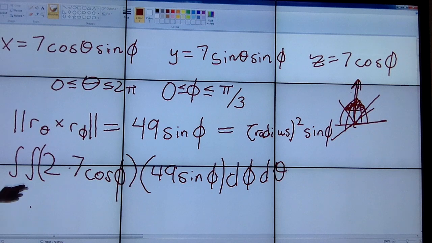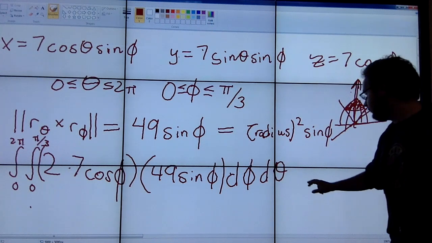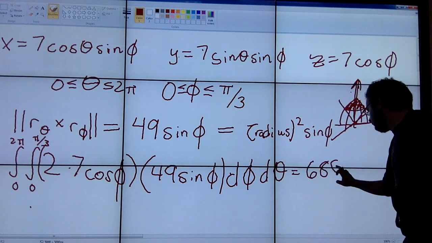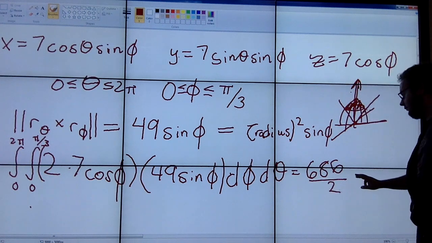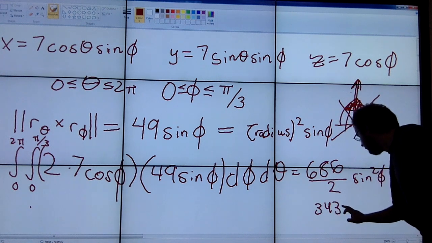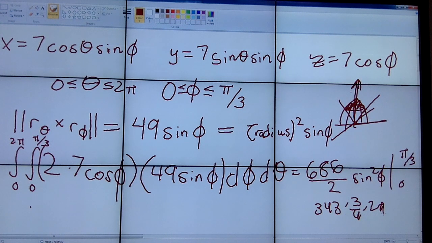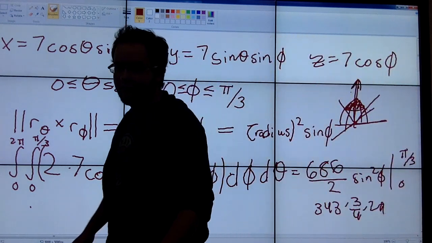Bounds on phi go from 0 to pi over 3. Bounds on theta go from 0 to 2 pi. Can I do this in my head? 7 times 49 is 343 times 2 is 686. But then over 2, so I should have messed that up. Sine squared phi, 0 to pi over 3. Sine of pi over 3 is root 3 over 2, squared is 3/4. 3/4 times 343, then times 2 pi. Cool, that's our answer. 343 times 3/4, what is that?